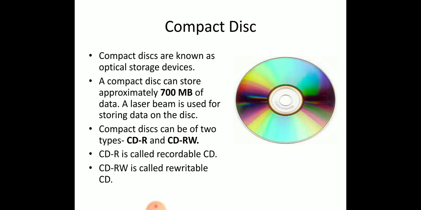Okay, you all have seen CD. Okay, you all are having compact disc, so it can store how much of data? 700 MB. Okay, and a laser beam is used for storing data. Okay, and then there are two types, CD-R and CD-RW. CD-R is called recordable, you can record in the CD-R, and CD-RW is rewritable. Okay, you can rewrite in the CD-RW.